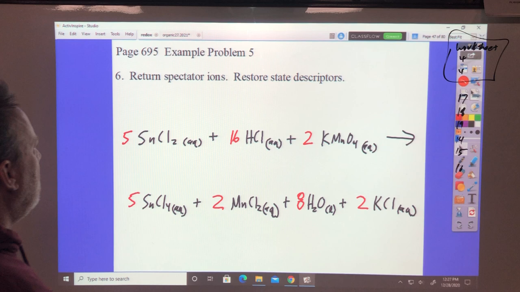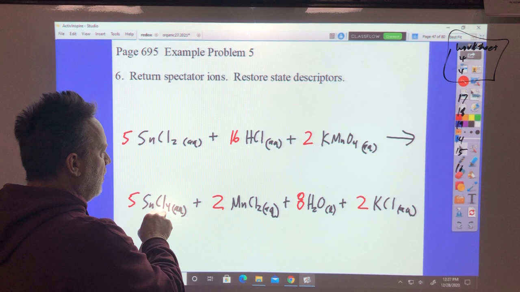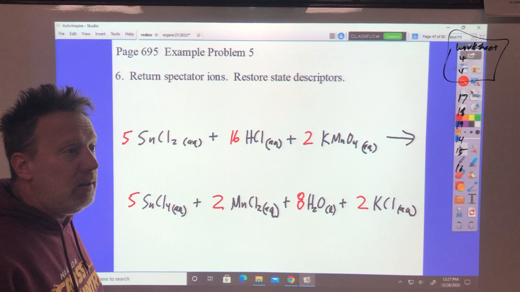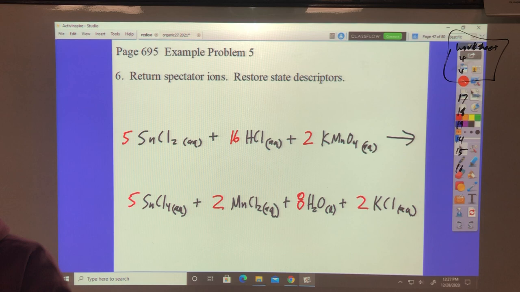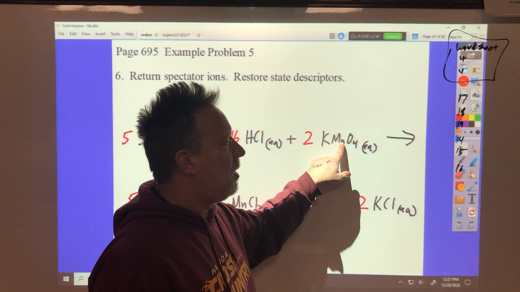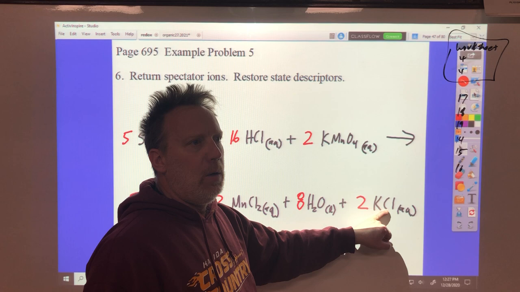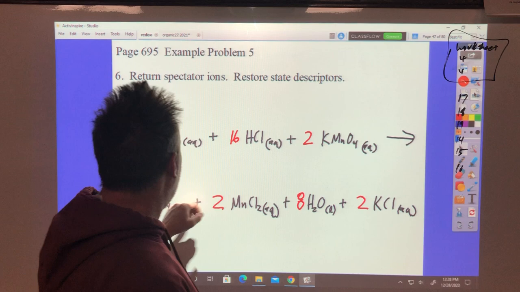So we're going to put these chloride ions with the tin, these chloride ions with the hydrogen, this potassium ion with the permanganate, ions added here, chloride ions added here, water and KCl. And you might have to balance more to get to that point. For example, on this one we do. Look, I've got two permanganate ions. When I put my spectator ions back there, I have two potassium ions. Where do they go? Well, they have to go over here with some extra chloride ions, so that your chloride ions, when they add up, are the same as the other side.